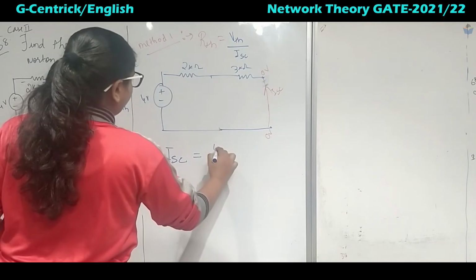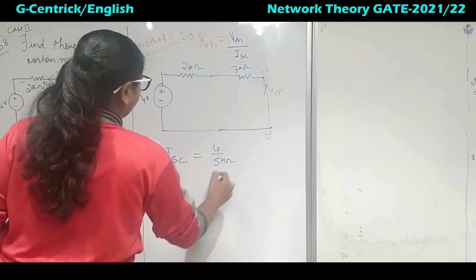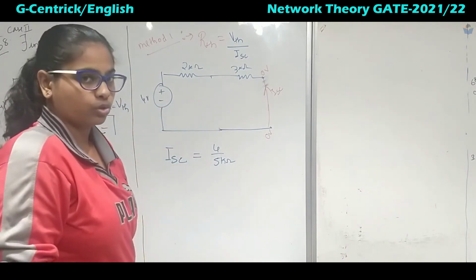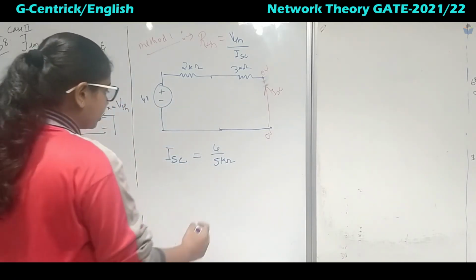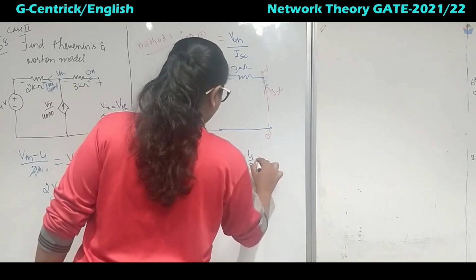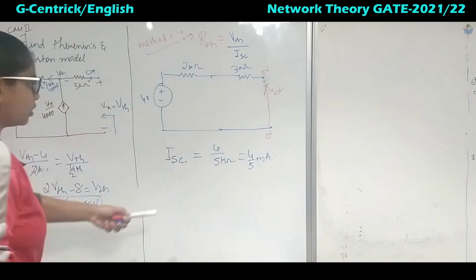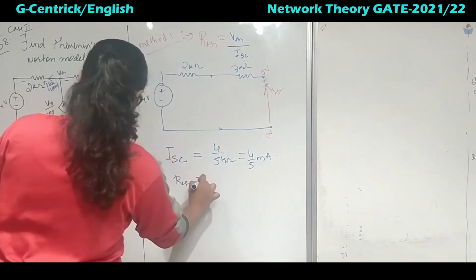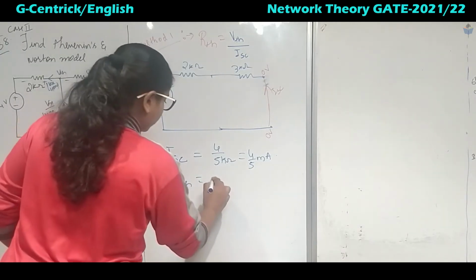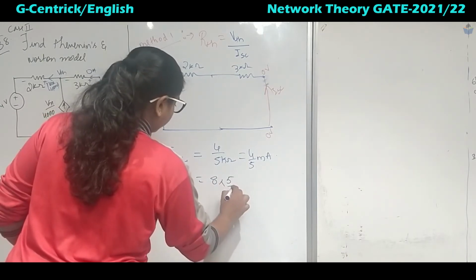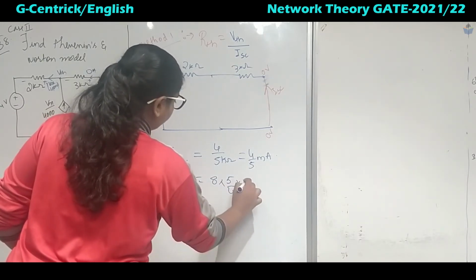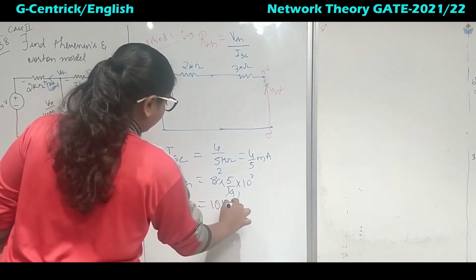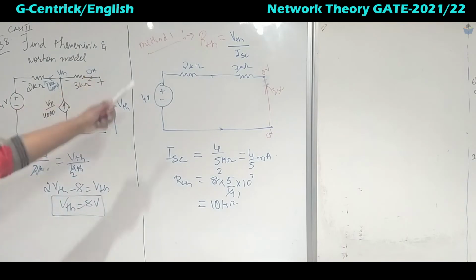It is nothing but 4 divided by the total resistor in the circuit. So 4 by 5 kilo ohm, that is nothing but 4 by 5 milliamperes. So now I know what the current is, I can find RTH. So RTH is equal to 8 volts into 5 by 4 kilo ohms, that is 10 power 3. So it comes out to be 10 kilo ohm. Okay, so this is method 1.